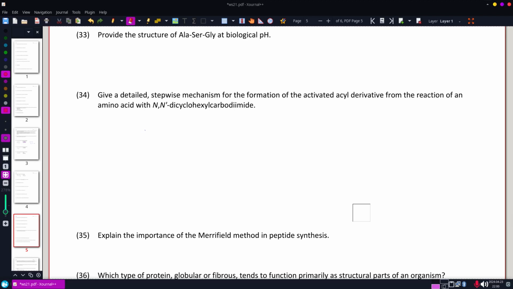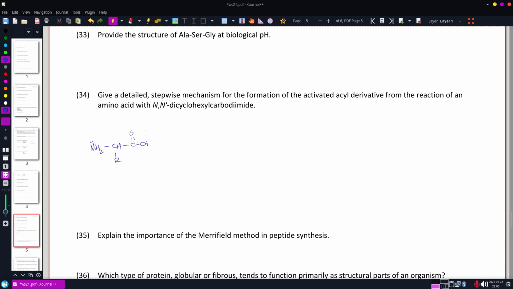Give a detailed stepwise mechanism for the reaction for the formation of an activated derivative from the reaction of an amino acid with that wonderful long N,N-dicyclohexylcarbodiimide. All right, so I'm going to start with our amino acid, and I'm going to draw it. The lone pair is going to be important on this first step. So I have my standard amino acid.